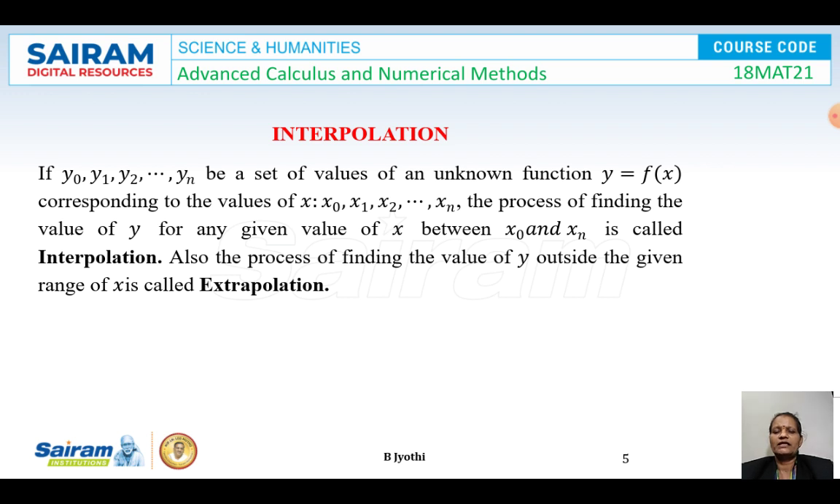Next is interpolation. If y0, y1, y2, etc., yn be the set of values of an unknown function y equals f of x corresponding to the values of x, that is x0, x1, etc., xn, the process of finding the value of y for any given value of x between x0 and xn is called interpolation. Also, the process of finding the value of y outside the given range of x is called extrapolation.